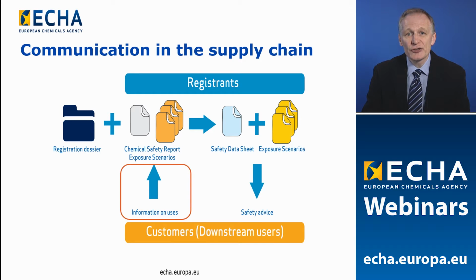The registration dossier and the chemical safety report document conditions of safe use. Exposure scenarios describe the conditions of safe use for specific uses or groups of uses. The chemical safety report is submitted to ECHA, while the safety data sheet, which should contain information which is consistent with the chemical safety report, is the vehicle to communicate information on safe use to customers.